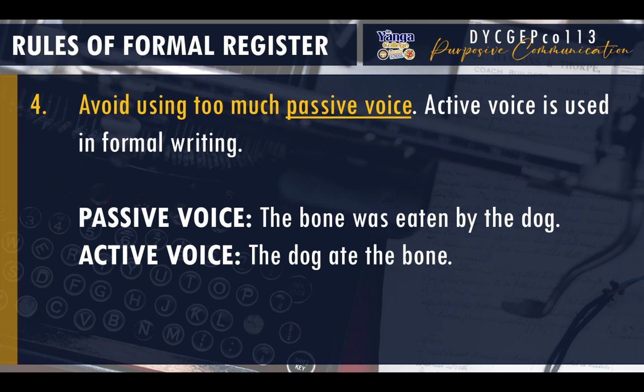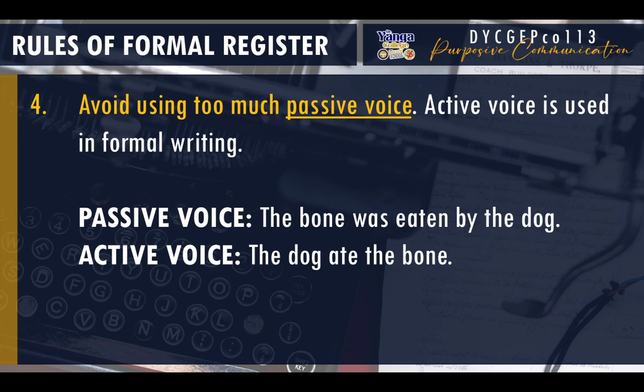Look closely at the examples. In the passive voice, the bone was eaten by the dog. Our subject is the bone. And you see in the sentence that the bone was eaten. Meaning, yung bone yung nag-receive ng action. Siya yung tumanggap ng kilos. Siya yung kinain. Pero, in active voice, sabi nga natin, yung subject ang gumagawa ng kilos.